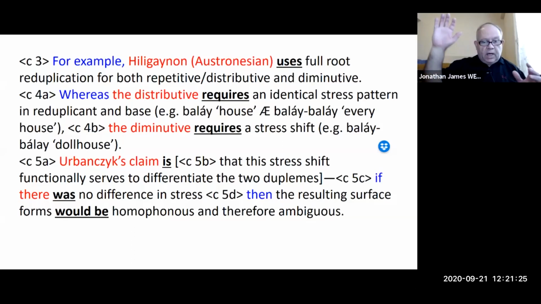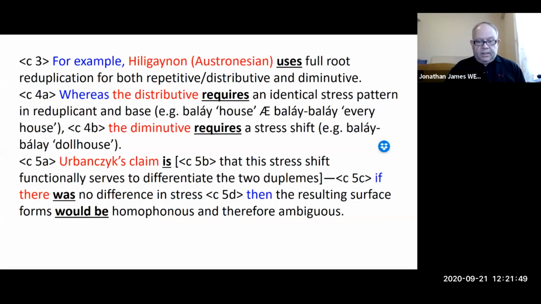Whereas you have, on the one hand, the distributive requires this. 4b, the diminutive requires that. So you have 2 clauses that are related to each other. All right? Whereas this, the other 4b this. All right, so it's quite straightforward. Again, 5.